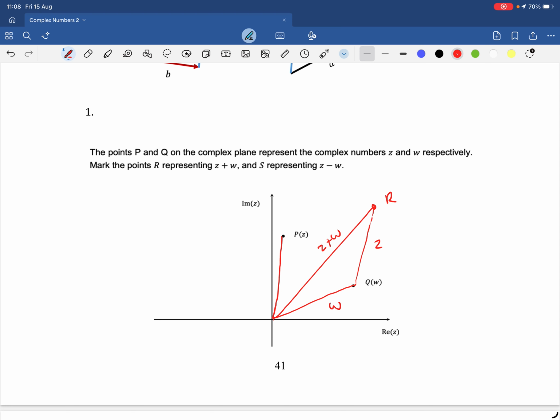Now Z minus W is where we're going negatively along W and then going up to Z. And Z minus W is going to be this complex number here. So Z minus W, we're going Z plus minus W, and it's going to look something like this. You could, if you wanted to, move the W over to here, and minus W would be that, and you would get that vector there, which is the same as this vector here. Now if we wanted to, we can pick up the tip of the vector and move it over to here, and that's our point S, and this is Z minus W.